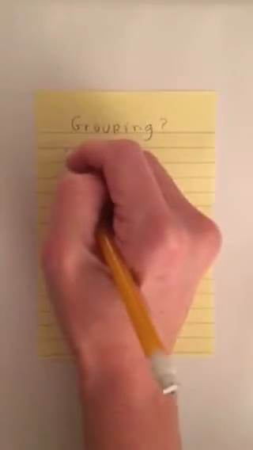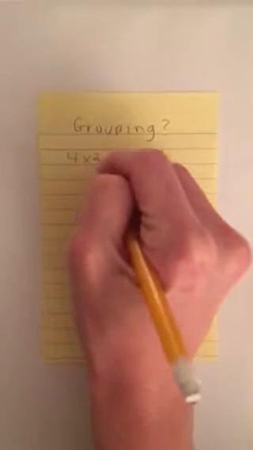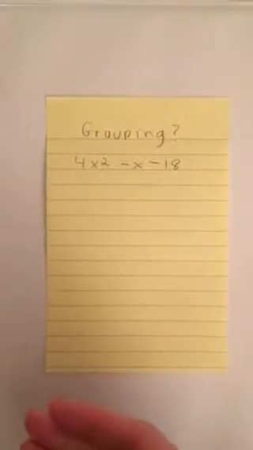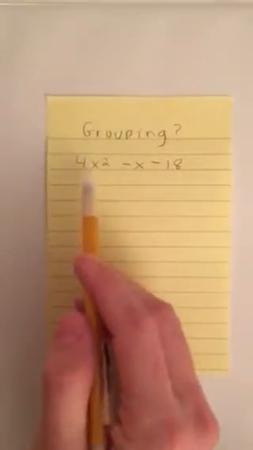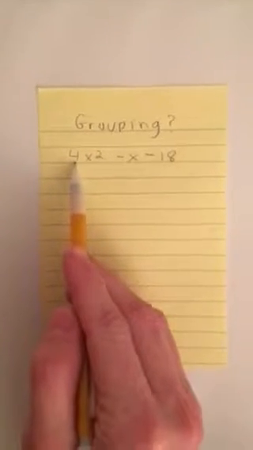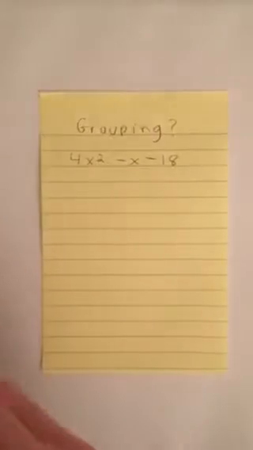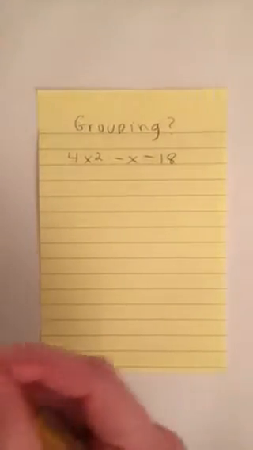So the next strategy I want to examine is the strategy of grouping. What is grouping and when do I use it? Okay, so first let's start with an example. Let's look at something like 4x squared minus x minus 18. So it's still a trinomial expression, but the difference is now I have a leading coefficient. So it's not as easy as the problems that we just did before with inspection.